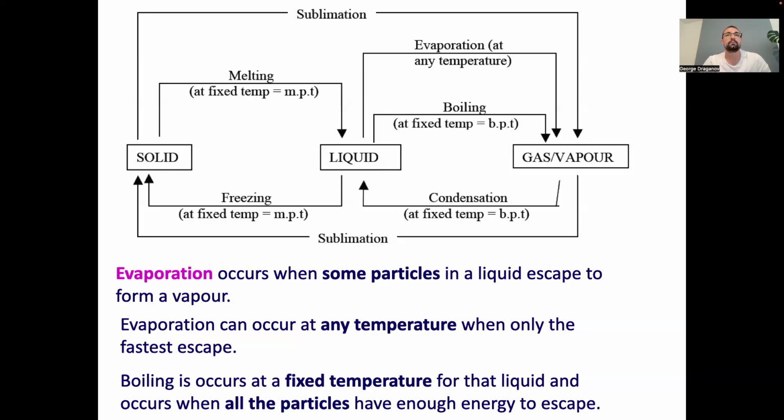So evaporation happens at any temperature, whereas boiling is at a fixed temperature. For example, water has to be at 100 degrees Celsius, and boiling is defined as when all the particles have enough energy to escape and break the force of attraction between them. Whereas evaporation is when only the more energetic particles can escape, which are going to be at the top of the liquid.